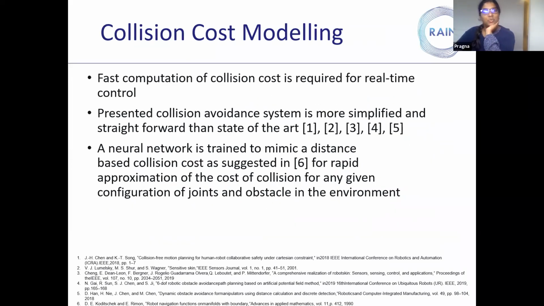So, we are now talking about how we can model the collision. Why we need to model the collision rather than computing it while we do the IK? Because it is fast if we model it and just get the collision values. And we present a very simplified and straightforward method. We train a neural network to mimic the collision function for rapid approximation of the cost of collision. And we just input any given combination or any given position of the joints and the position of the centroid, and we will get the collision. So that is the idea here.